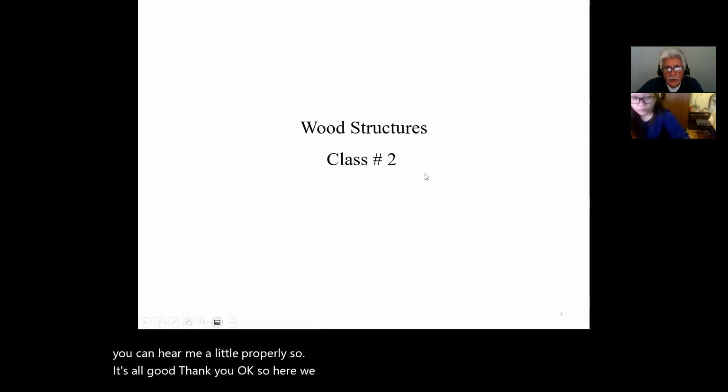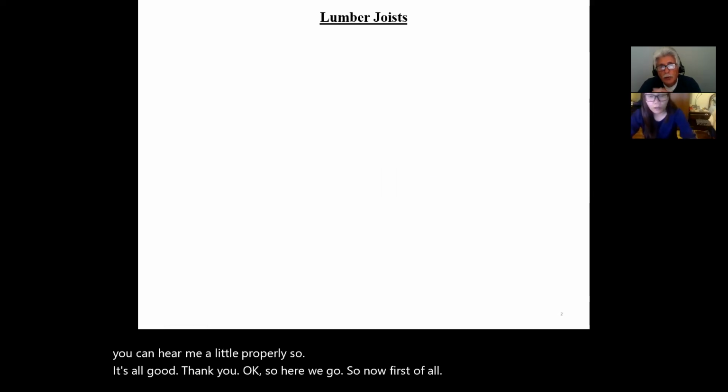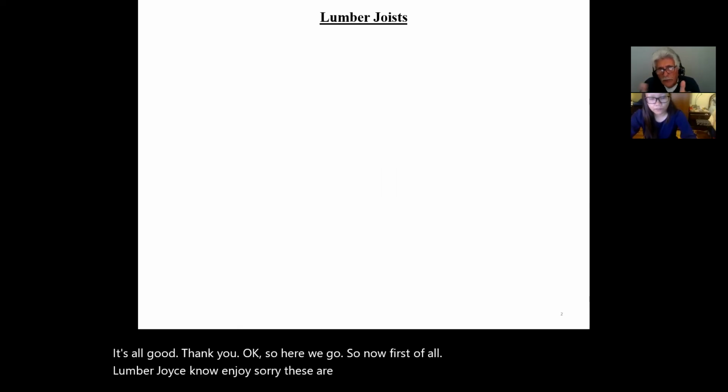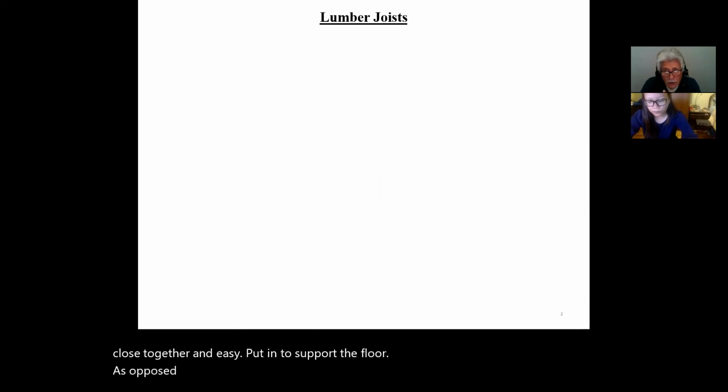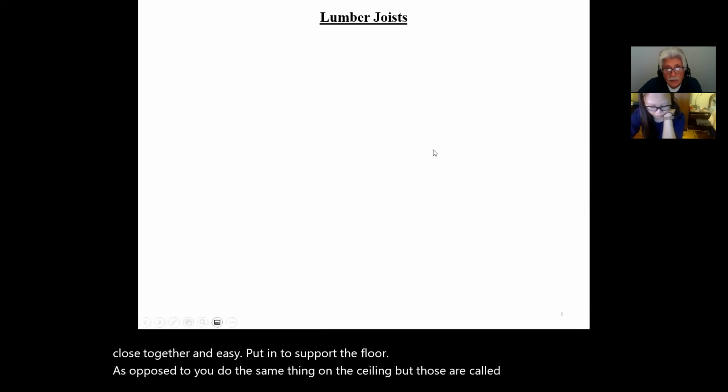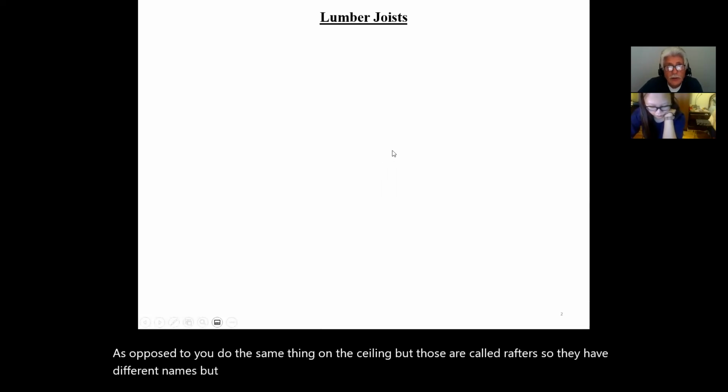So now, first of all, lumber joists. We know what joists are. These are members that are spaced fairly close together, and they are usually put in to support a floor. You can do the same thing on the ceiling, but those are called rafters. They have different names, but they basically do the same thing.